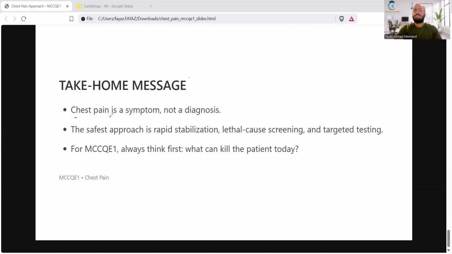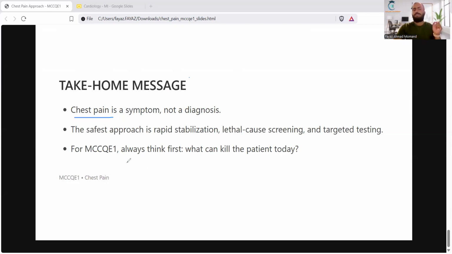Finally, chest pain is a symptom, not a diagnosis. The safest approach is to stabilize the patient, screen for lethal causes, and do targeted testing for those lethal causes. If the patient's history matches more with aortic dissection, get an X-ray. If it is more towards acute coronary syndrome, get ECG, troponins. You can then do more testing if needed.